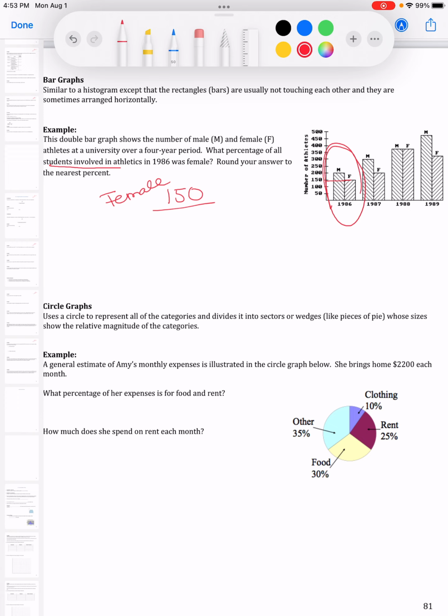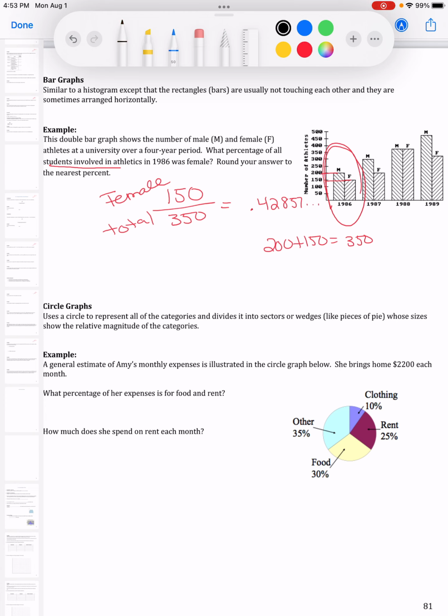They asked what percentage of all the students in 1986. So all the students in 1986 would be 200 plus 150, so that would give me 350. That's the total number of students for that year. I'm going to type that in my calculator, and it's going to give me a decimal. And I want to round to my nearest percent.